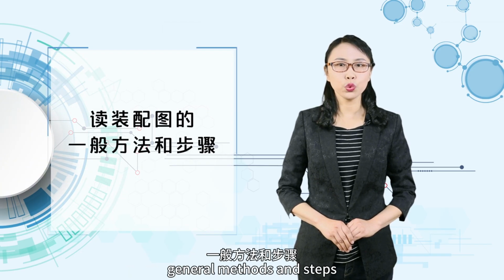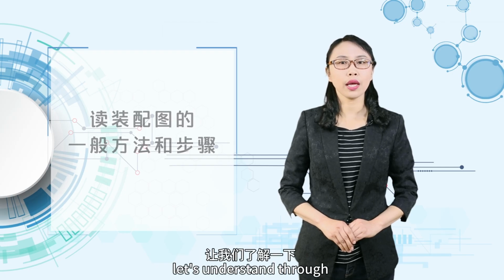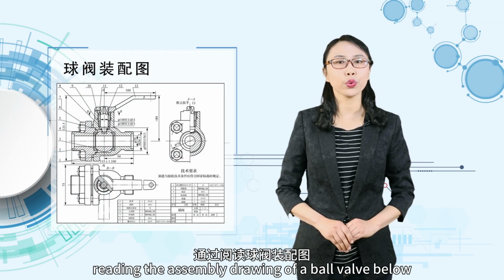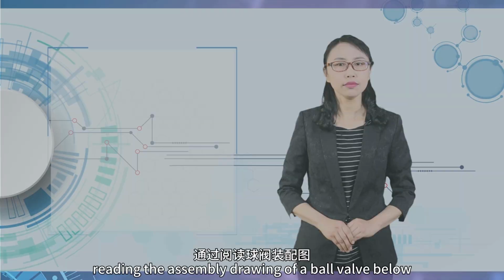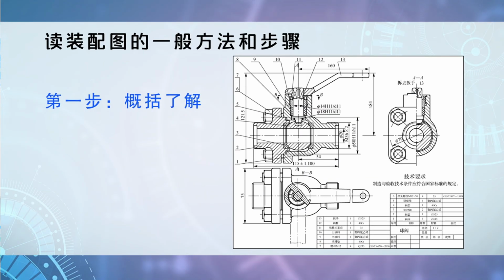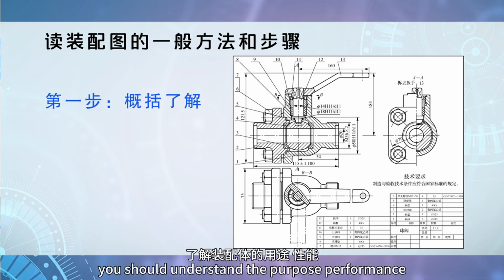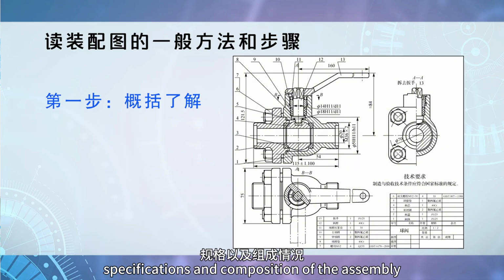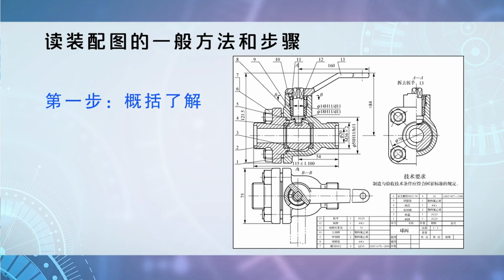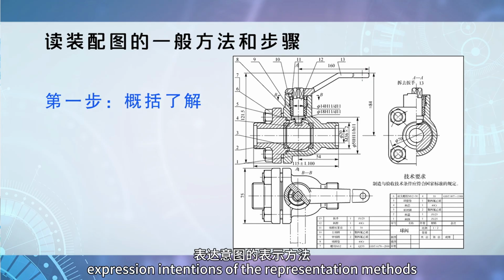So what are the general methods and steps for reading an assembly drawing? Let's understand through reading the assembly drawing of a ball valve below. When looking at an assembly drawing, the first step is to get an overview. You should understand the purpose, performance, specifications, and composition of the assembly. Clarify the projection relationships and expression intentions of the representation methods.